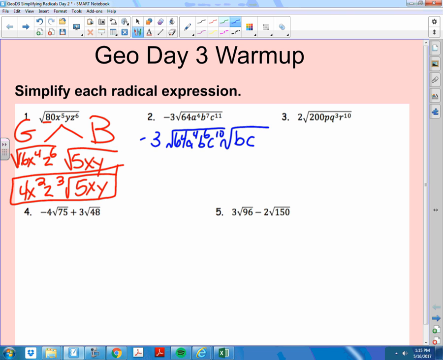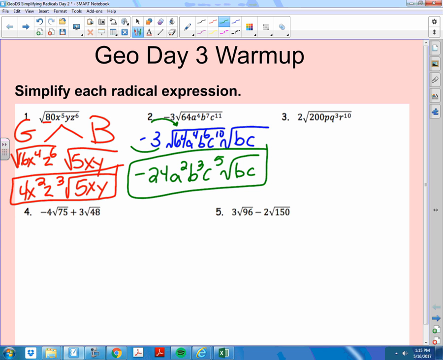Now, right here, I usually go ahead and multiply -3 times the square root of 64. If that's a step that you're going to mess up, then you can rewrite it down with a line, no problem. But I always just go ahead and do square root of 64 is 8. 8 times -3 is -24. Square root of a to the fourth is a squared. B to the third, C to the fifth, square root BC. And that's your answer.